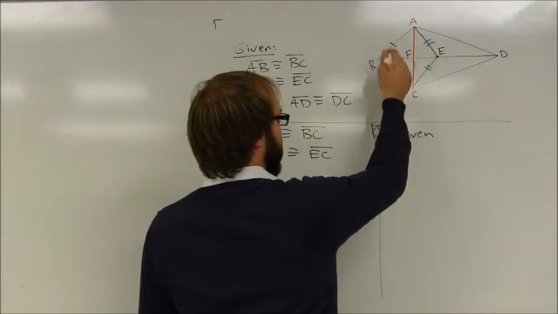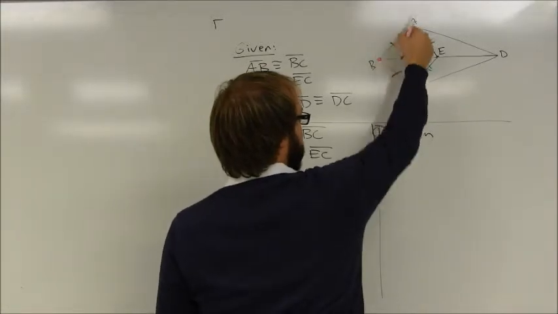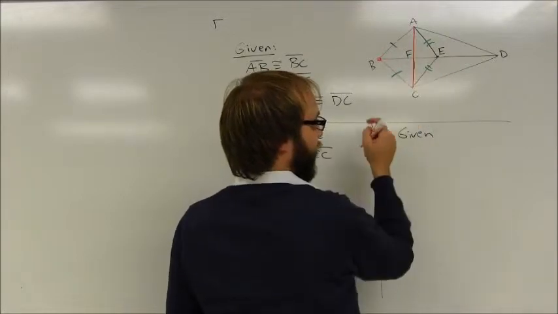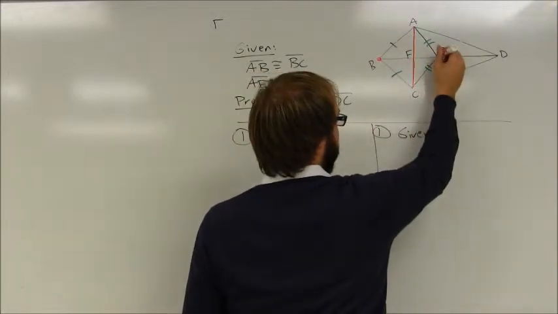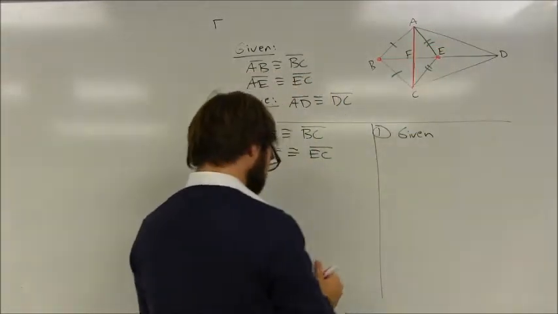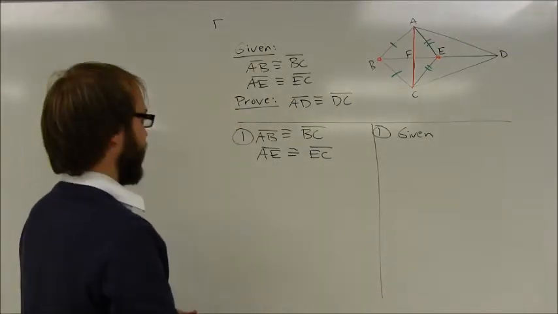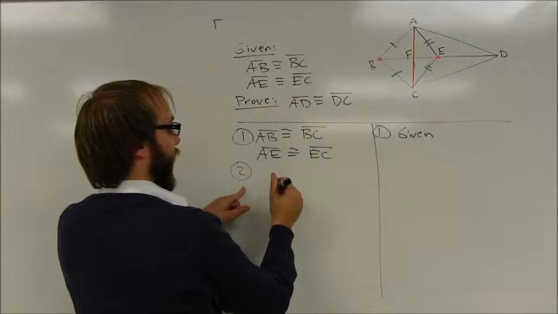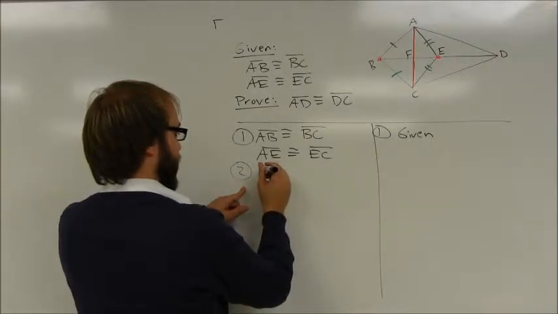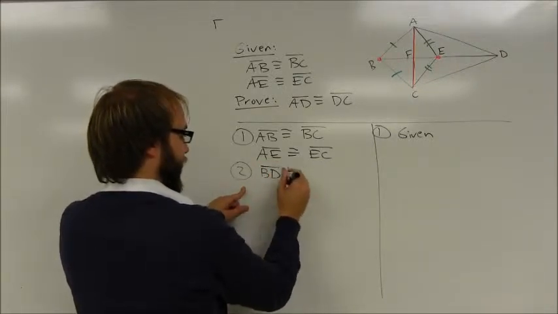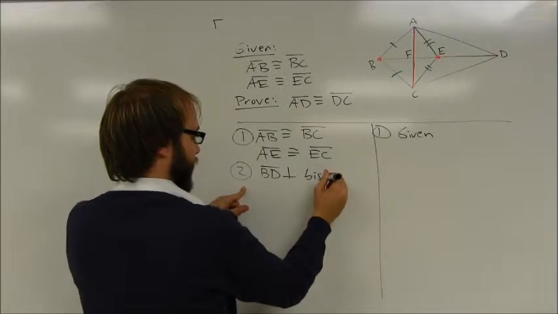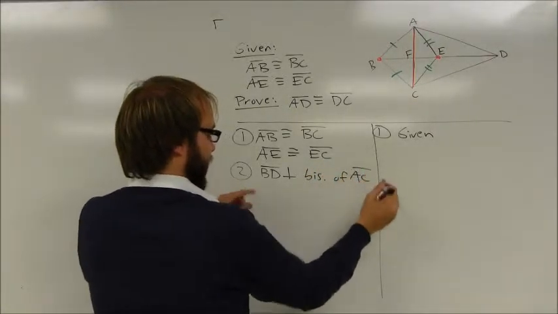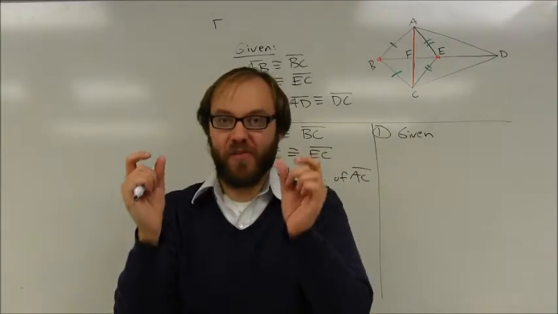Well, if you notice, B is shown to be equidistant from the endpoints of that segment. F looks like it could be. We're not told that information, though. However, E also looks like it could be, and we're told that. There are my 2 points. So step 2, I know that segment BD is a perpendicular bisector of segment AC because I've already got those 2 points.